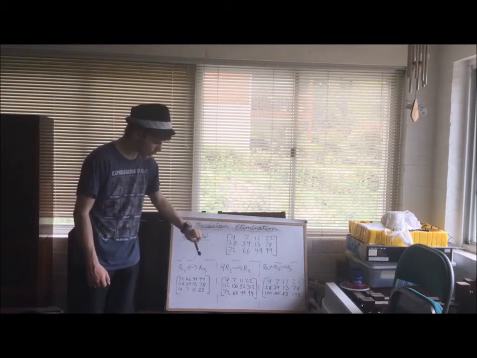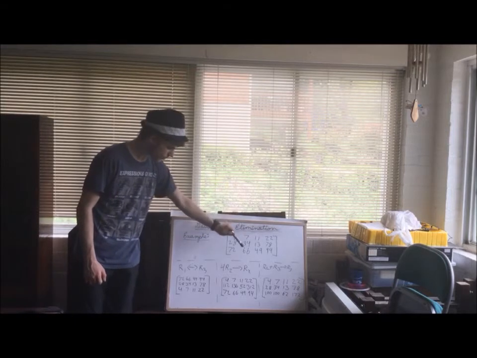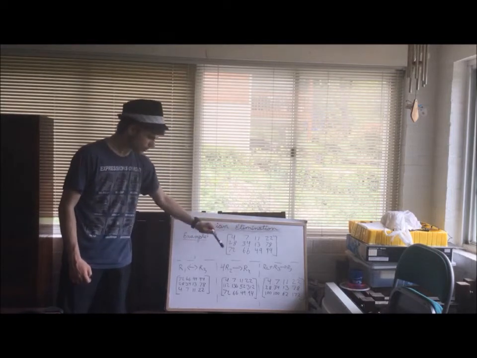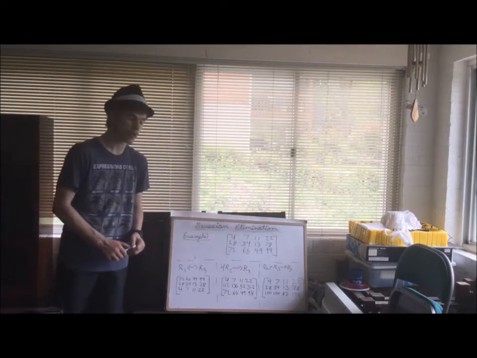So 72 plus 28, that's 100. 66 and 34, that's 100. 49 and 13 is 62. And 94 and 78 is 172.